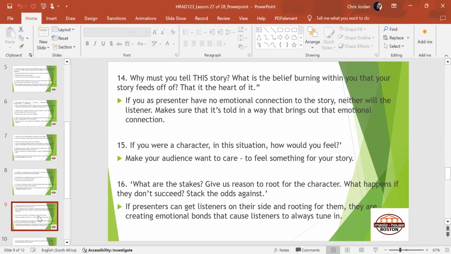Number 16, what are the stakes? Give us a reason to root for the character. What happens if they don't succeed? And stack the odds up against them. So create some kind of dimension, I suppose that's the right word, right? But it needs to have another and another and another step to it, another layer to it. Give us a point A, a point B, a B point one, a B point two, and then a C, to make this right, something that isn't just something that was said and gone.